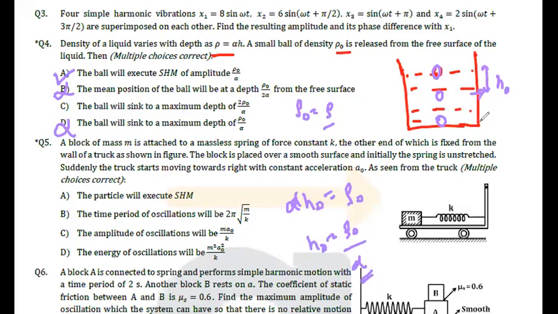So at this point, this is the h max. h max should be equal to what? 2h naught. So h max is 2h naught. Yes or no? So this will go here, this is the mean position, this will go here, then again come here. So obviously it will sink till the depth 2h naught, which is 2 rho naught by alpha. So the answer C is correct. Got it? This was a good problem. Got it, everyone?